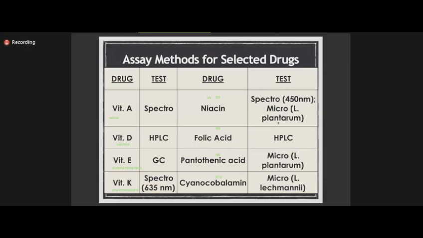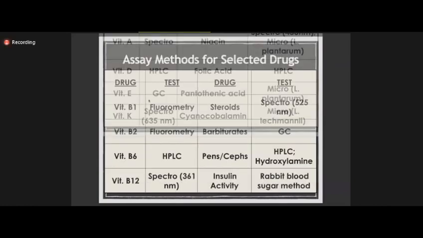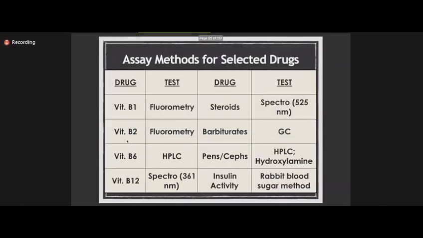So, pwedeng gumamit ng microorganisms such as Lactobacillus plantarum and Lactobacillus leichmannii. Other vitamins, we have the following: B1, B2, B3, B6, B12. And other drugs and how they are tested. So, memorize na lang.